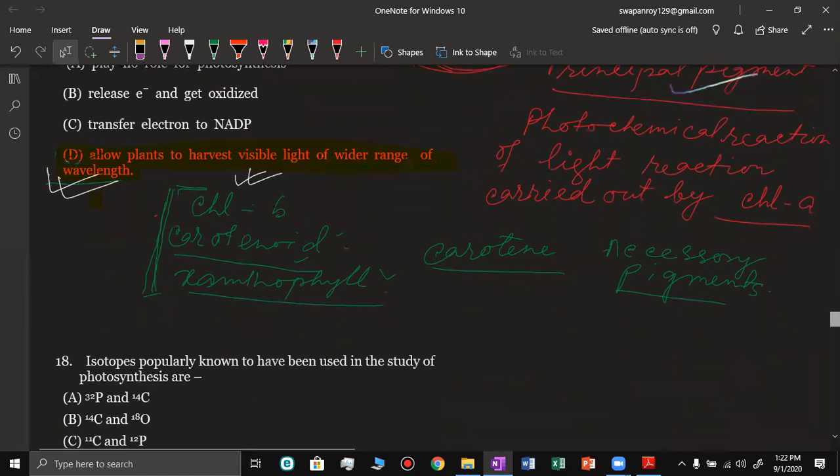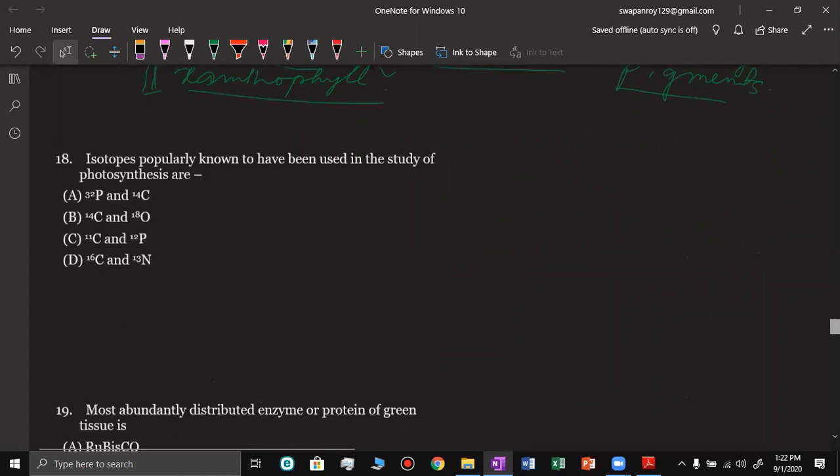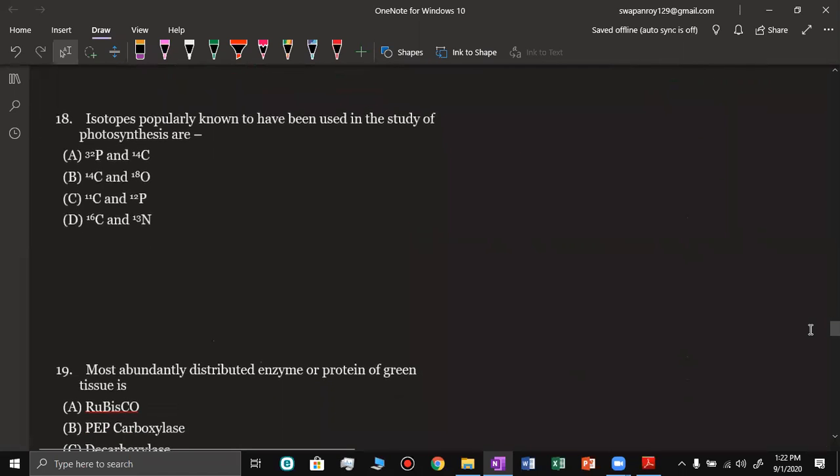Okay, next, another question. Now we come to some of the experimental portion related to photosynthesis. In determining the different processes that take place in photosynthesis, several experiments were carried out. Our next question, question number 18, is: which isotope is popularly known to have been used in the study of photosynthesis?